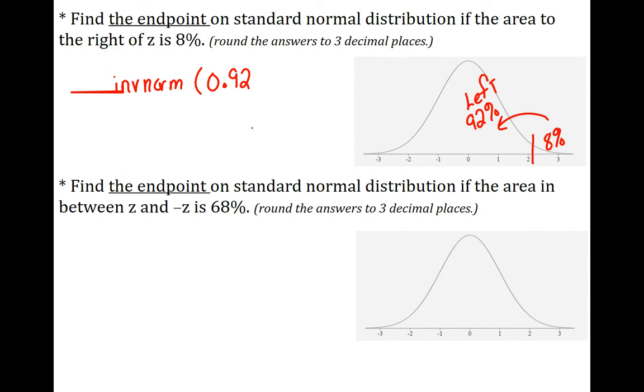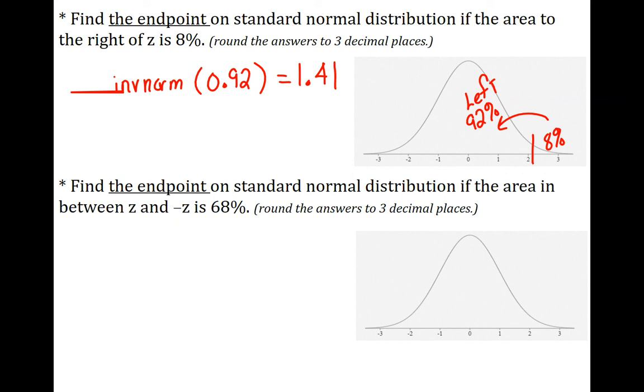I know that it's always going to calculate a 0 and a 1, so it's just an inverse norm of 0.92, and it's going to equal a 1.41. Now, you can try that if you have a calculator that calculates right area and do area to the right at 8%, 0.08, and you can do that calculation, you will still get 1.41.